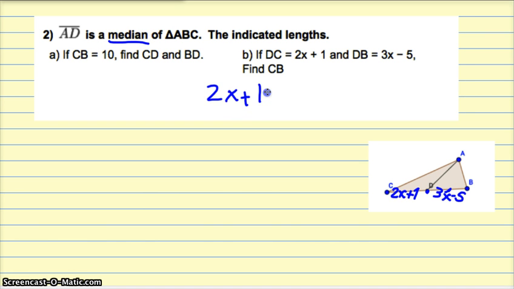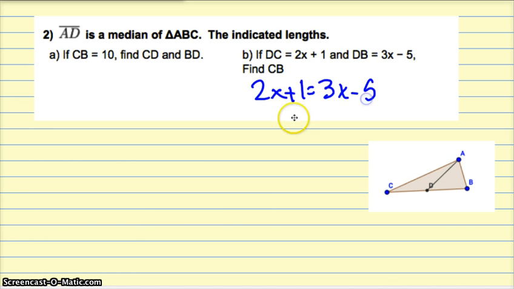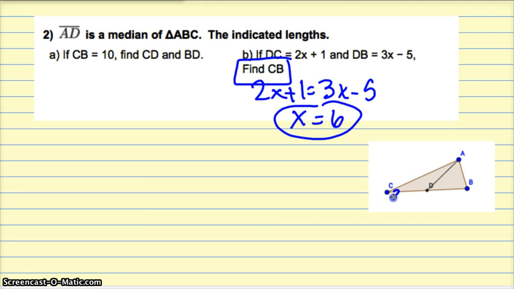Since they're equal, I'm going to go ahead and set them equal. So we said 2x plus 1 equals 3x minus 5. When I solve this equation, I get x equals 6. But the question's not asking for x, it's asking for the length of CB. So if this distance was 2x plus 1, 2 times 6 is 12, plus 1 is 13. This one over here said 3x minus 5, so also 13. So the length of C to B is a total of 26.